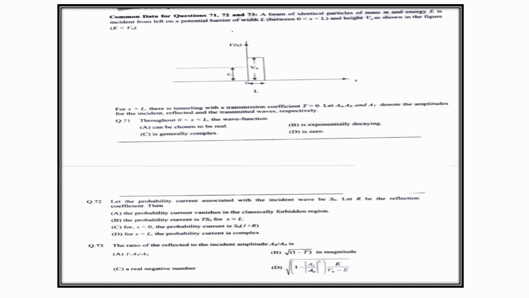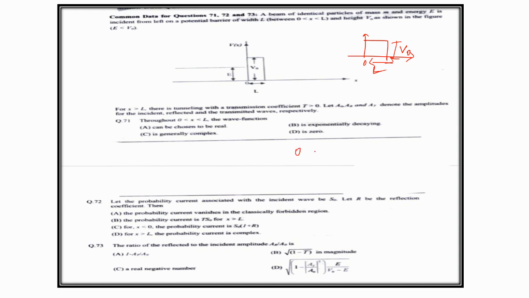So see, this question: a beam of identical particles of mass m and energy E is incident from left on a potential barrier of width L. Okay, so this is the potential barrier, width is L, 0 to L, height is V naught. For x greater than L, there is a tunneling with the transmission coefficient T, and A naught, A R, A T describe the amplitude of the incident, reflected and transmitted waves respectively.